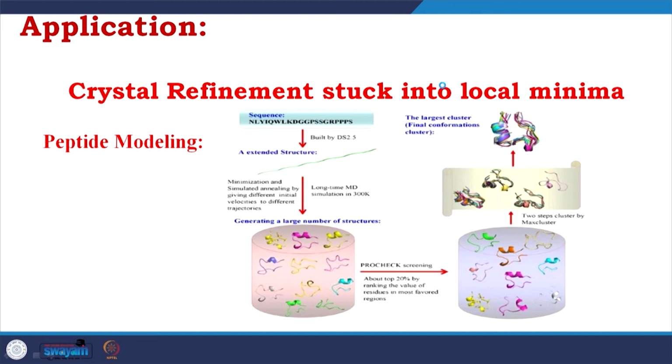Then it generates a large number of structures, and the whole structure assemblies go through the project screening, where about top 20% by ranking the value of residues in most favored region. So, you have all possible of them and you get the 20%. Now, you do the clustering and you get the largest cluster to be chosen as final conformation of the peptide. So, in that way simulation based peptide modeling would be used.